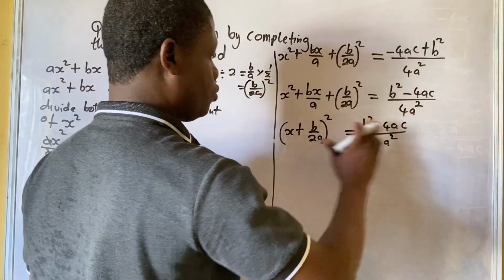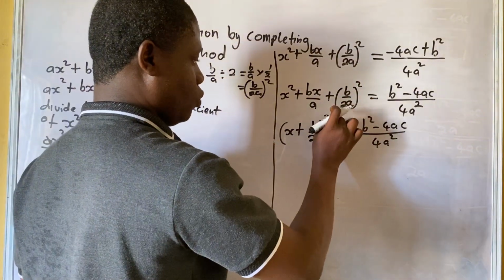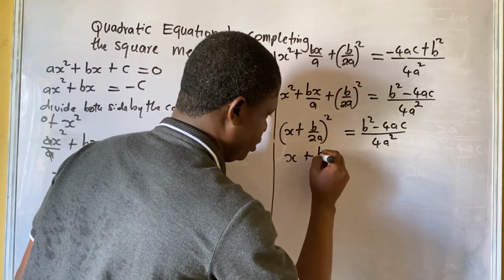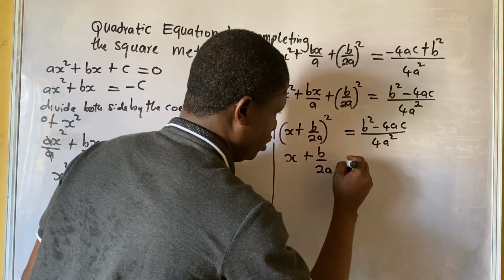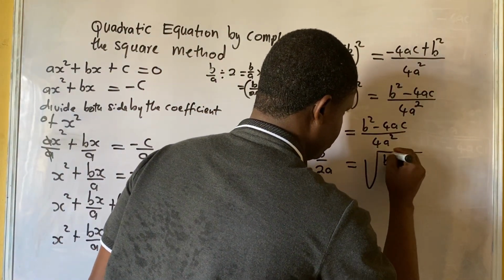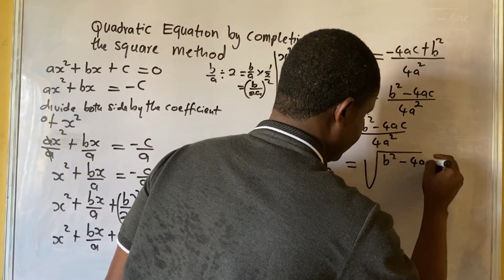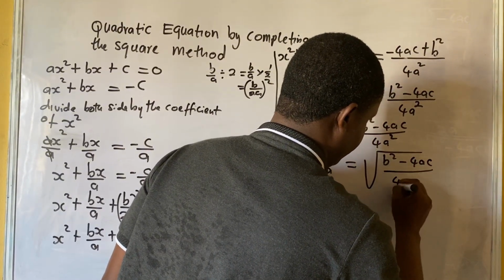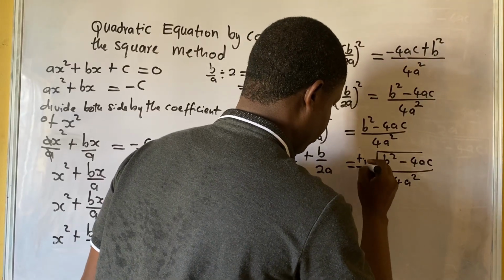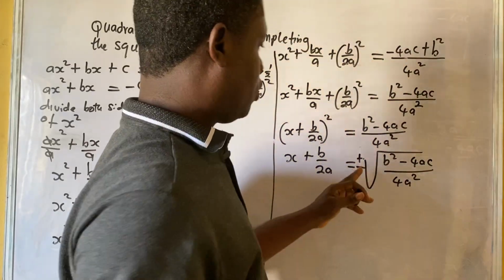So let's find the square root of both sides. Square root of this, we cancel this square, giving us x plus b over 2a is equal to the square root of (b squared minus 4ac) over 4a squared. Do not forget, this should be plus or minus. Why plus or minus?